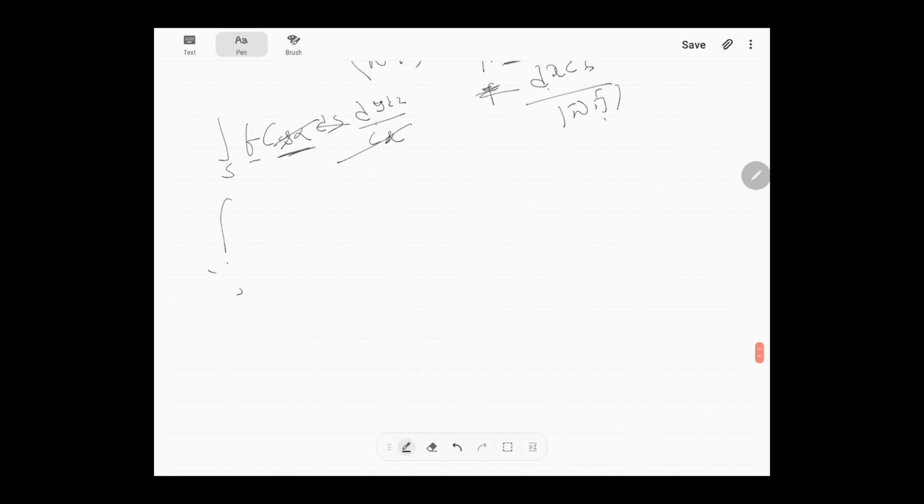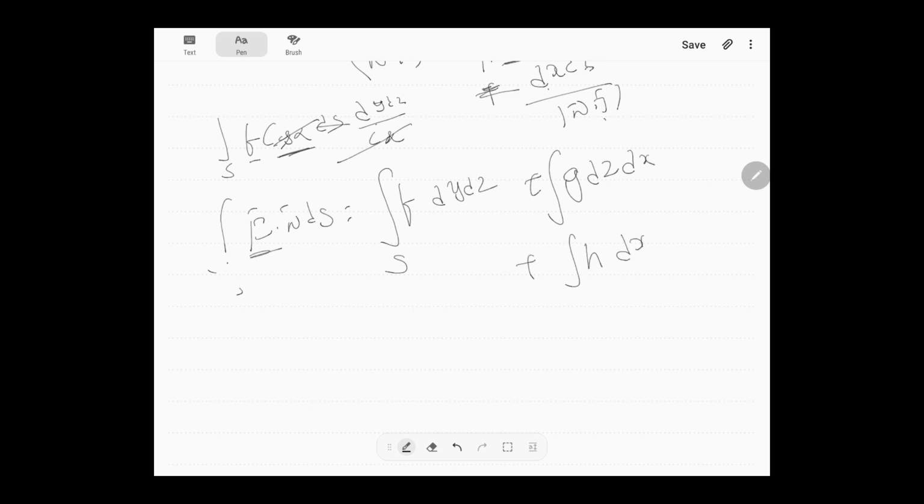The integral over S of f bar dot n bar dS can also be written as the integral over S. For this, f bar will have one component f with dy dz, plus the second component g with dz dx, and the third component h with dx dy. So if I combine these, the integral over S of f dy dz plus g dz dx plus h dx dy. So this is another notation.